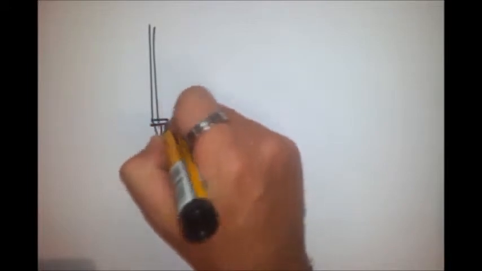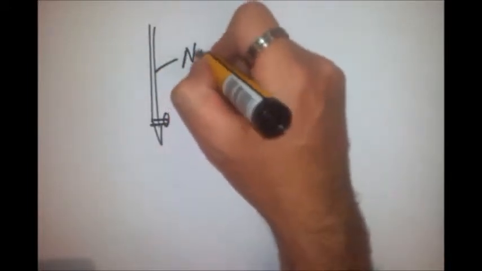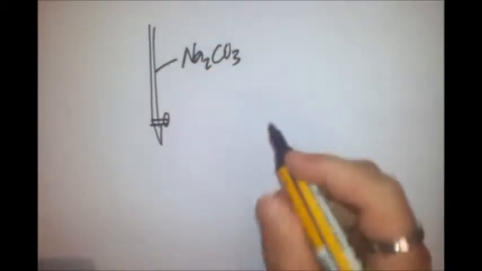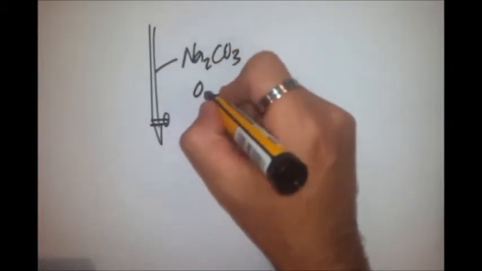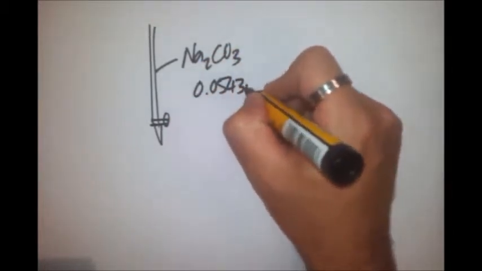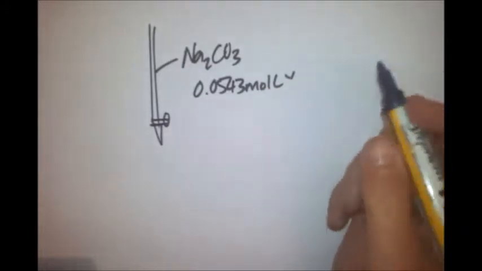In class recently, we've just done a titration between hydrochloric acid and a standard solution of sodium carbonate. So what we had was, in our burette, we had sodium carbonate, and it was a concentration of 0.0543 moles per litre in this example.